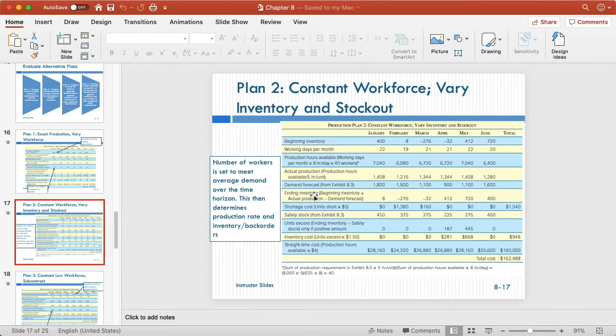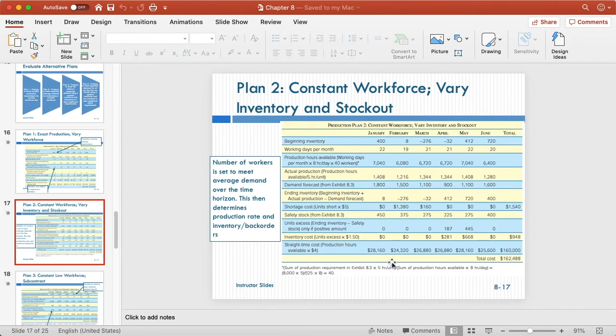So here, although we have the inventory, which is 8, the safety stock is 450. 8 is much less than 450, so you don't need to pay the inventory holding cost. That's why the inventory holding cost here is still 0. And the straight time cost is very straightforward. You use the production hours, times 4, to get this amount. So this would be for January.